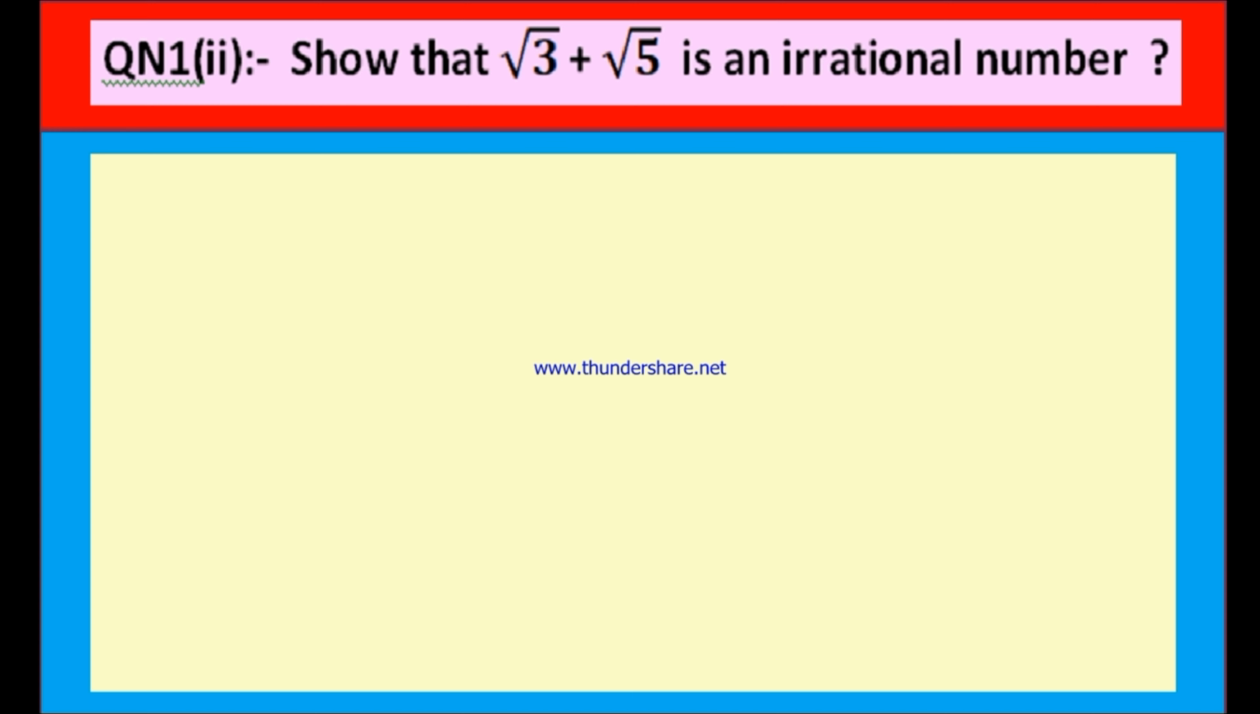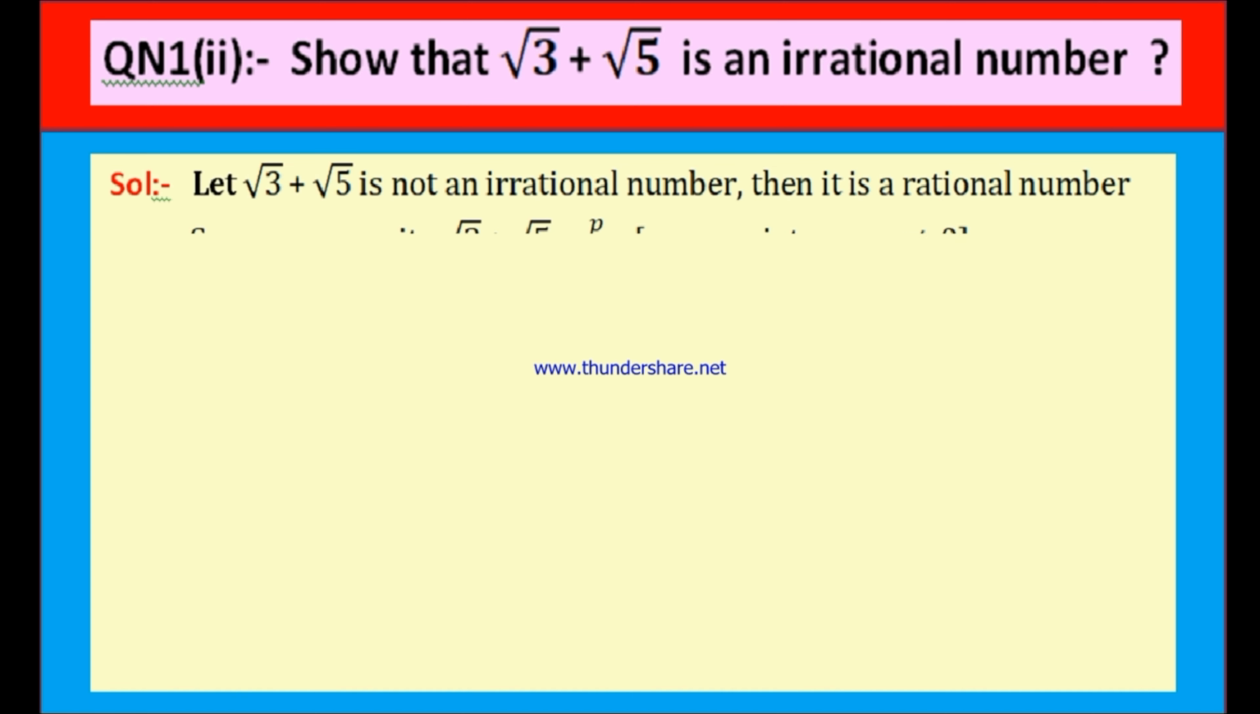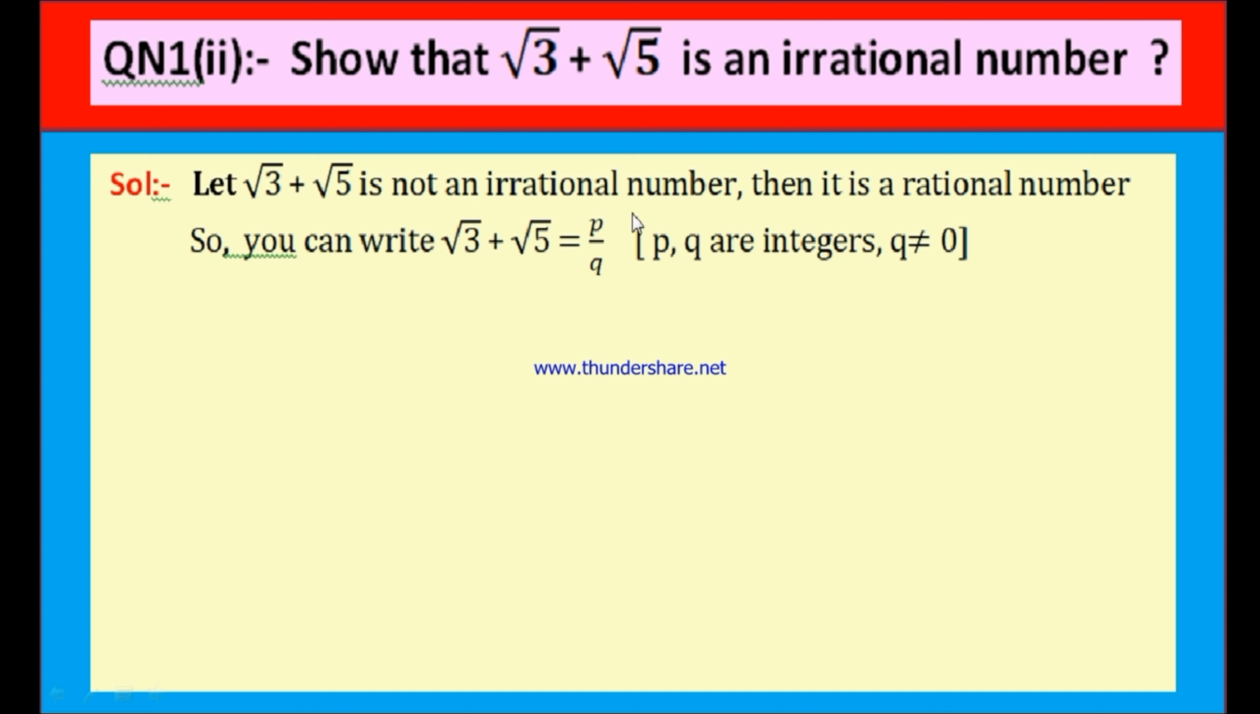Here is the solution. We will prove this in indirect method. Indirect method means you have to assume that the given question is wrong. That is, let us assume that root 3 plus root 5 is not an irrational number. Well, actually, we have to prove that it is an irrational number. But since it is an indirect method, we will assume that the given question is wrong. That is, root 3 plus root 5 is not an irrational number.